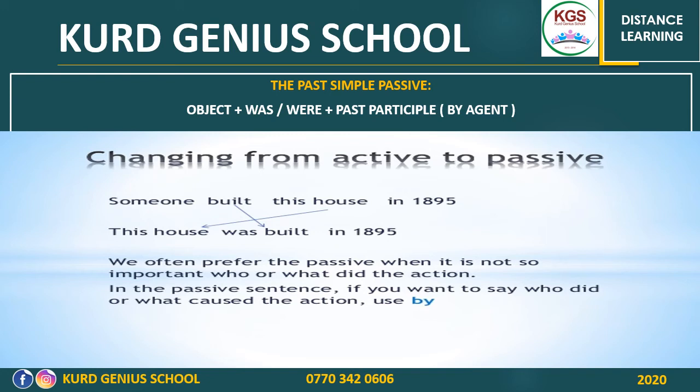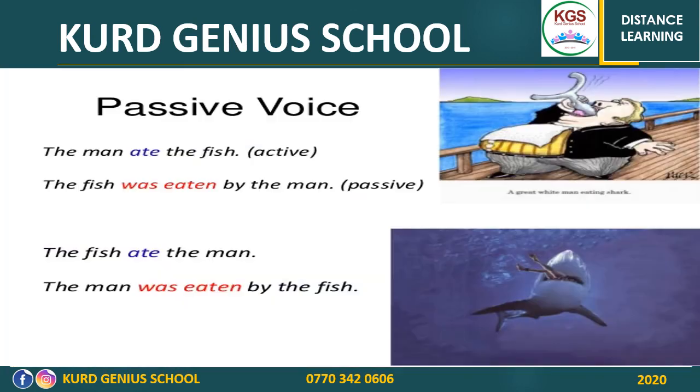So we often prefer the passive when it's not so important who or what did the action. As I said before, when it's not important who did the action, because in passive sentences we focus on the object. We focus on what happens to the object, not on the subject. So in the passive sentence, if you want to say who did or what caused the action, use by. We call it by agent. If you want to say who did the action in the passive sentence, you can use by and the agent. Now we have more examples in the slide.